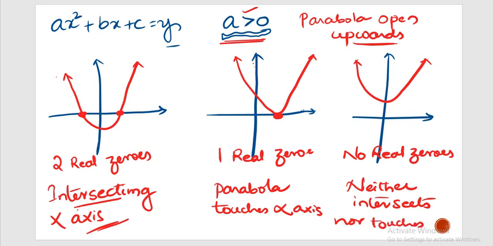Okay, so when it intersects the x-axis, we are going to get two real zeros, and here when it touches we are going to get one real zero. If it neither touches nor intersects, then we say it has no real zeros, right? So this is one particular situation: if a is greater than 0, the parabola opens upwards. Next we are going to discuss one more situation. So y is equal to ax square plus bx plus c, where here the condition is a less than 0.